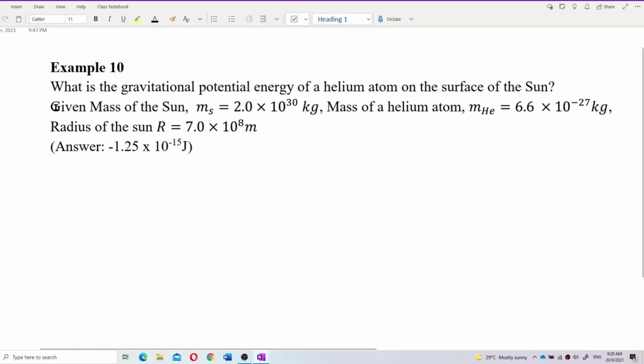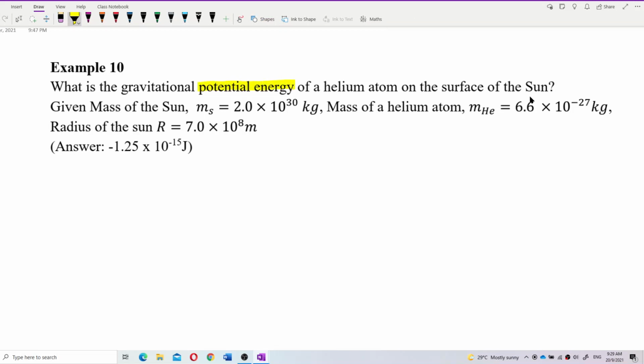Okay, what is the gravitational potential energy of a helium atom on the surface of the sun? Good. Now, this question asks for gravitational potential energy, so we need to find U. Helium atom on the surface. The position is on the surface, so this means that R is the radius of the sun.